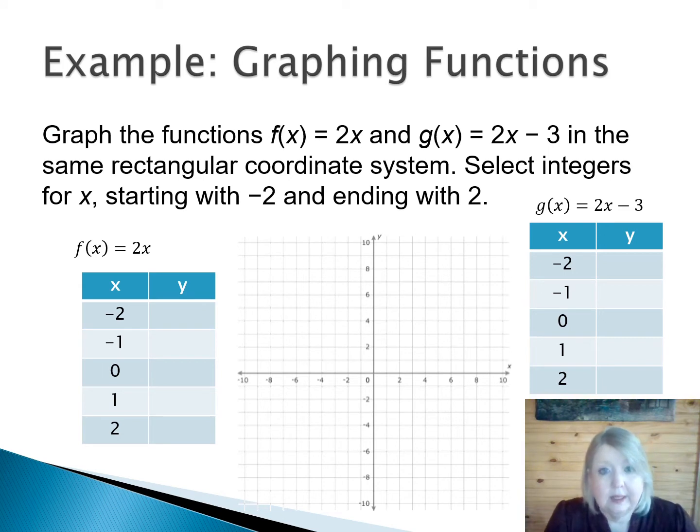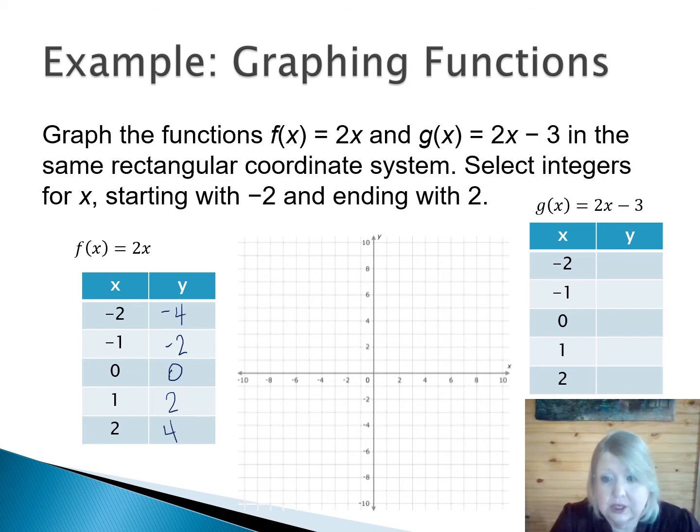Now, to take a look at the graphs of functions, we're going to graph two simple functions here, and we're going to graph them the Algebra 1 way. We're going to substitute the values and create a table of values, then plot my points. So, -2 times 2 is -4. -1 times 2 is -2. 0 times 2 is 0. 1 times 2 is 2. 2 times 2 is 4. That gives me 5 points that I can plot to make a line.